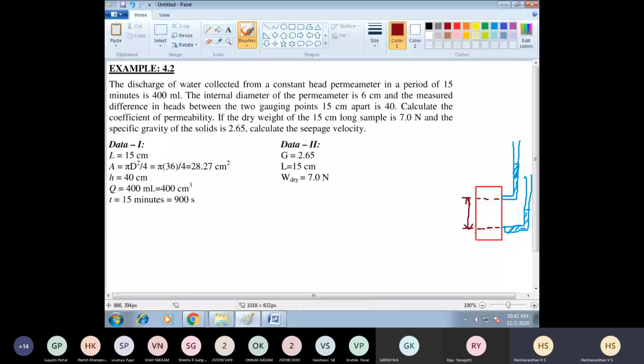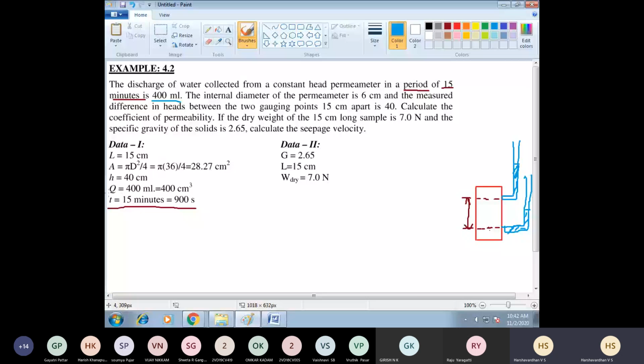Okay, in the question, the discharge of water collected from a constant head permeameter in a period of 15 minutes. So T is equal to 15 minutes, or if you write it in terms of seconds, 1 minute is 60 seconds, so 15 minutes is 900 seconds. The volume of water collected is 400 ml. So Q is equal to 400 ml, and 1 ml is equal to 1 centimeter cube. So 400 ml is equal to 400 centimeter cube.